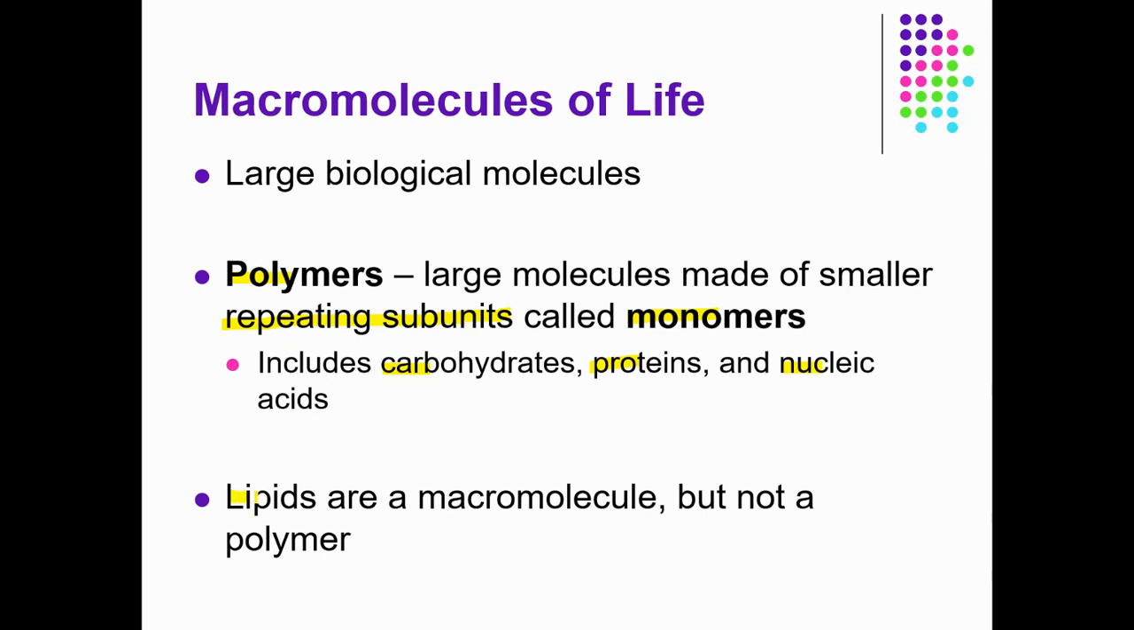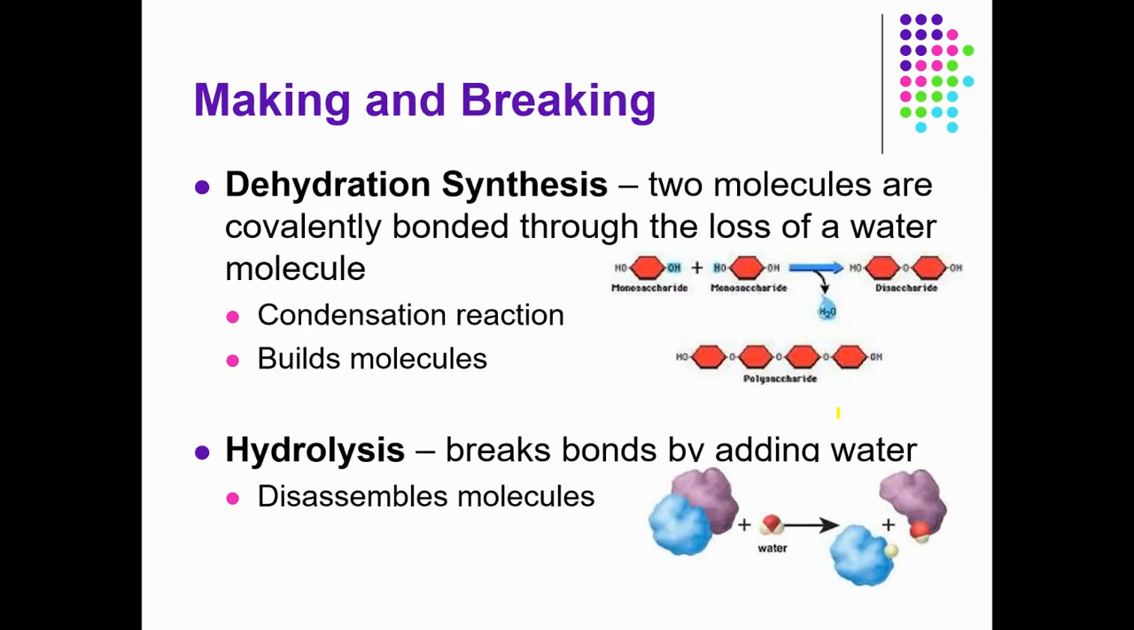Now, the one that is not a polymer are lipids. It's not that they're not big, they're still a huge molecule, but they don't have a repeat unit like the other three do. And so when you get to lipids on your essay, you're just going to name the parts that make it up rather than having a monomer that repeats.